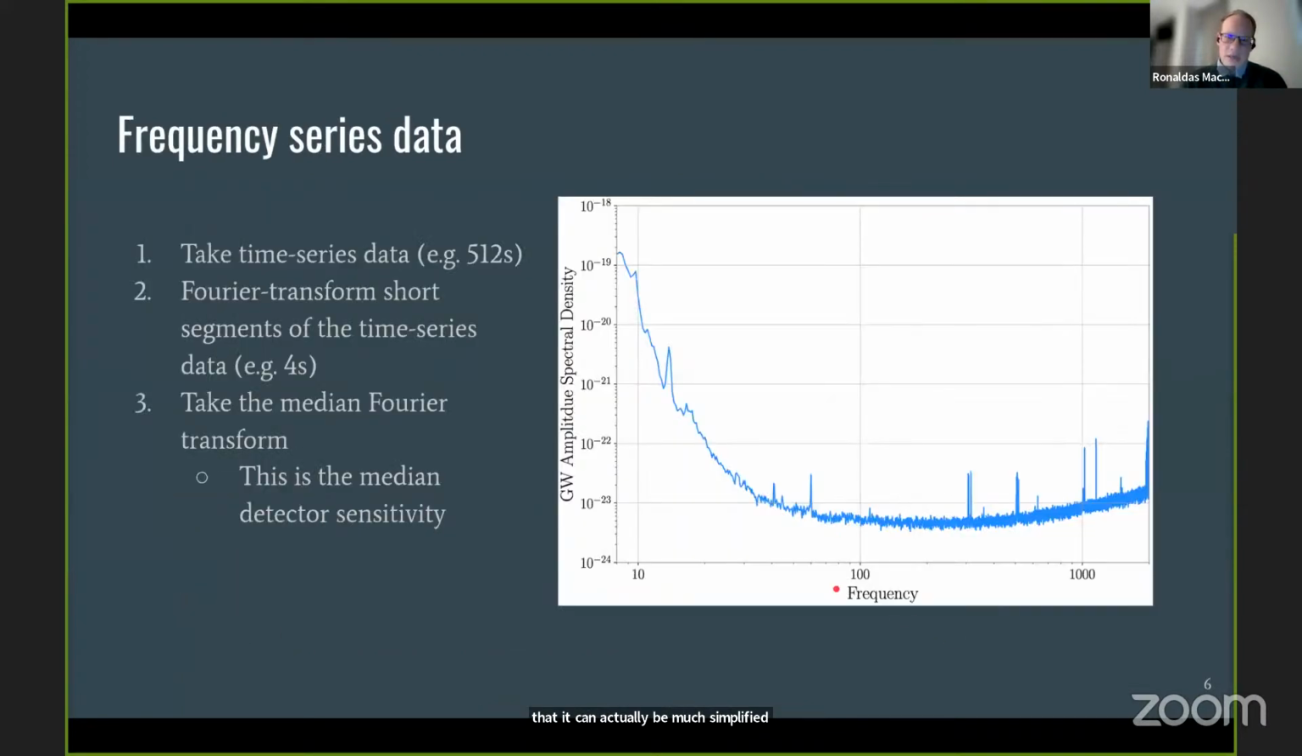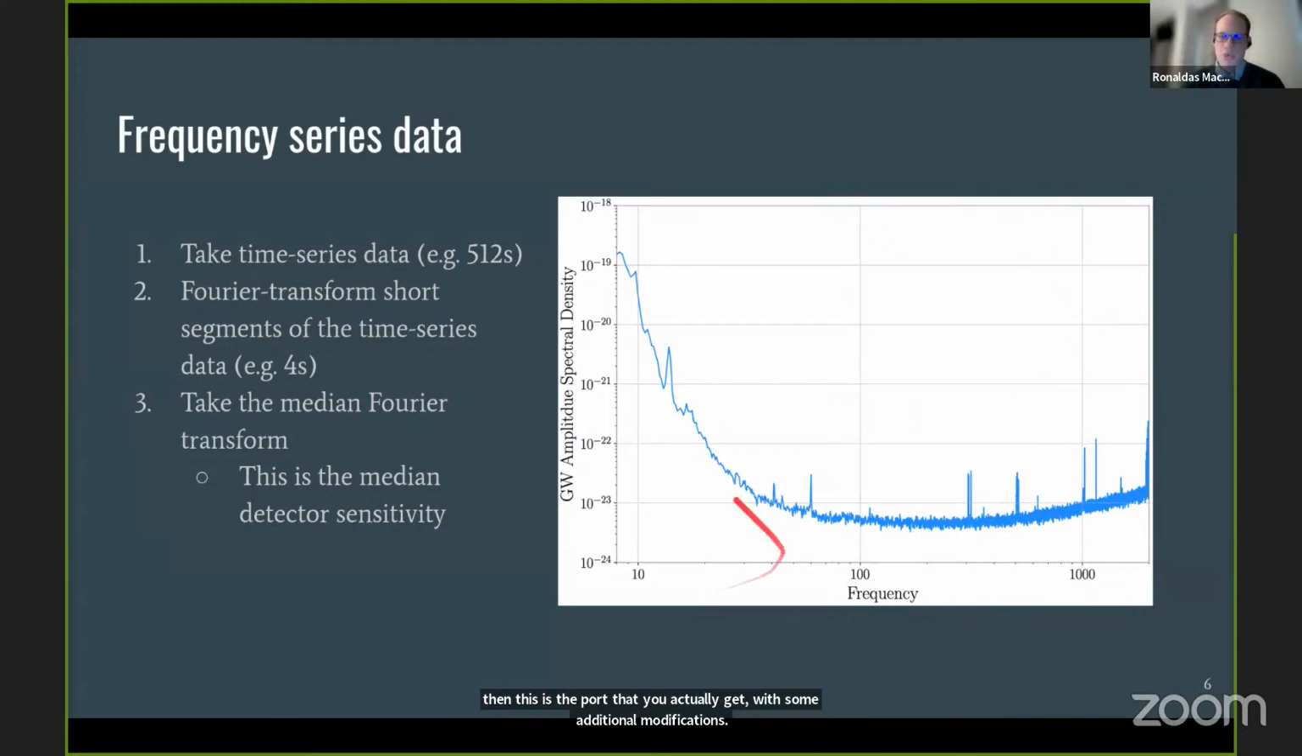Then we have the frequency representation of the same time series data. Let's take, for example, 512 seconds of the time series data. You divide that 512 seconds into shorter chunks, for example, 4 seconds. Then you take these 4-second chunks and do the FFT, so you take a Fourier transform of these segments. And then you take the median Fourier transform of these segments. This is the plot that you actually get with some additional modifications, but this is the idea.